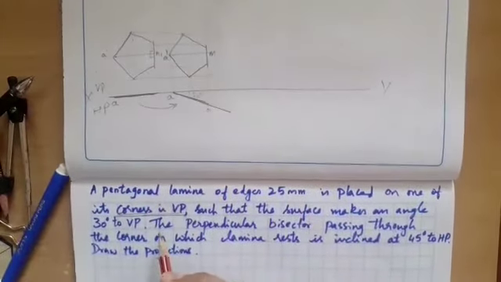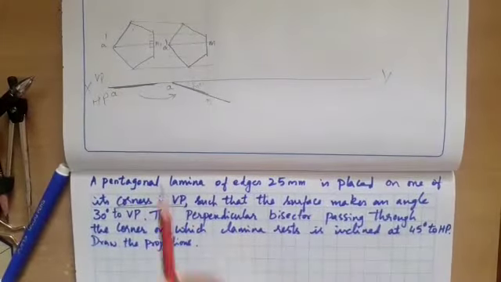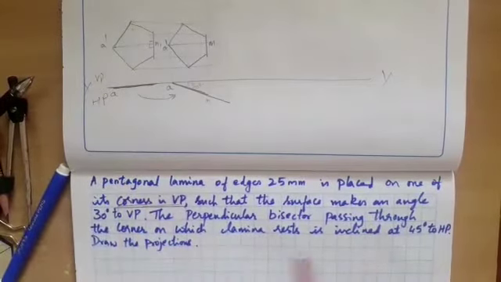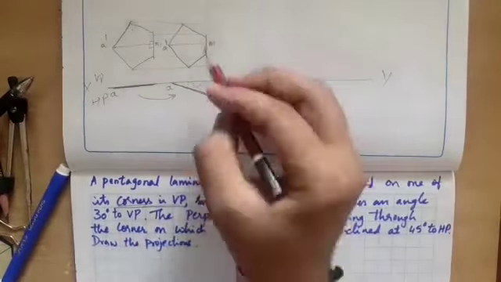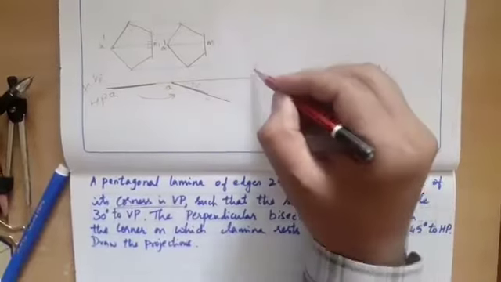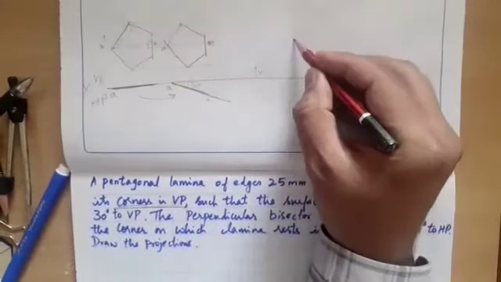Next, what is the statement given? This perpendicular bisector passing through the corner on which the lamina is resting in VP is inclined at 45 degree to HP. That is, whatever the apparent foreshortened shape is there, that is inclined at an angle of 45 degree to HP.